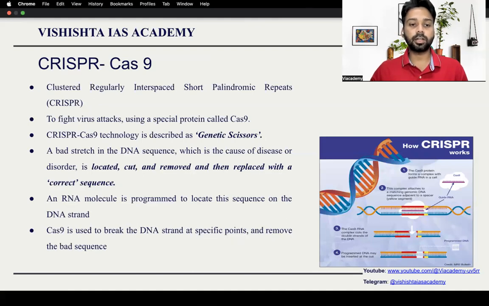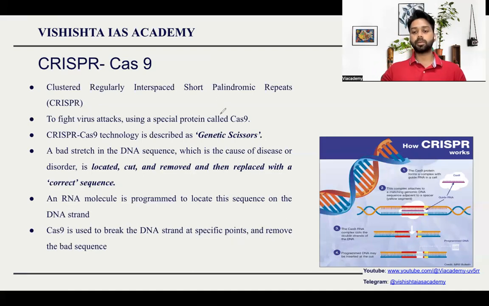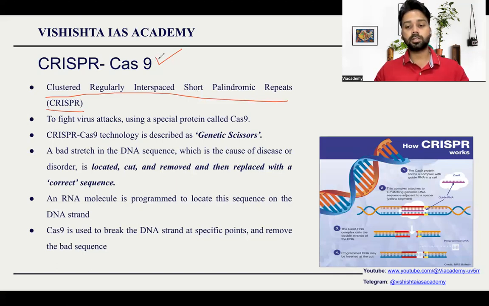CRISPR-Cas9, that is clustered regularly interspaced short palindromic repeats. This is a gene editing technology which was in news recently. So we need to know the basics because it can be asked, especially such things are asked in the mains examination these days. Biology based, biotechnology based questions are asked in the mains examination, so you should know about it.